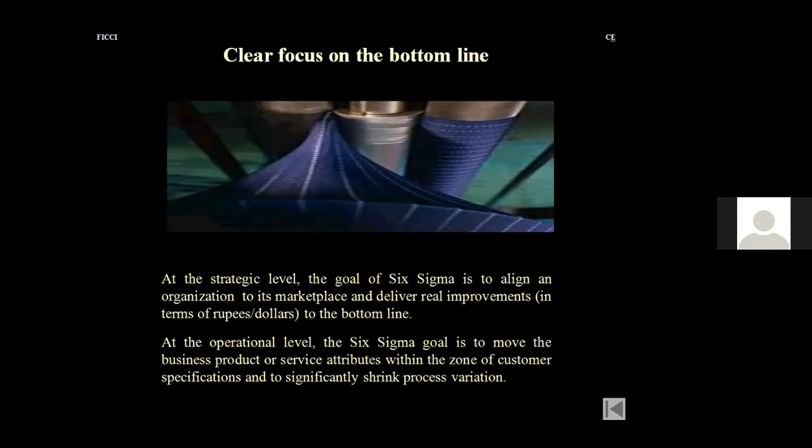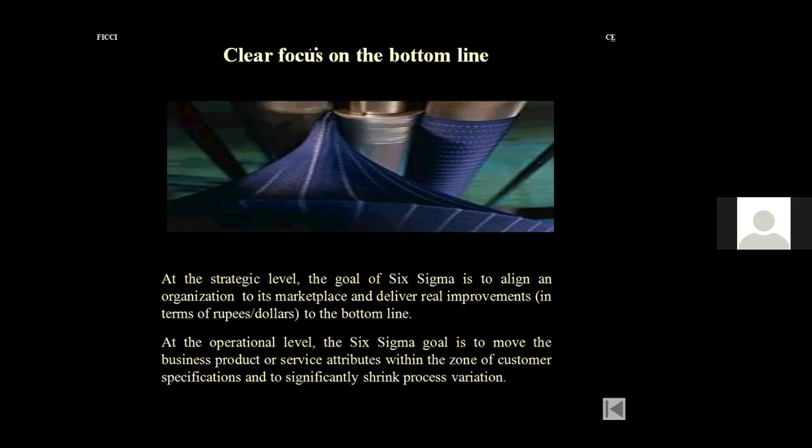So at the strategic level, the goal of Six Sigma is to align an organization to its marketplace and deliver real improvements to its customers. And the improvements should be interpreted in terms of rupees. Yes, we have saved this much money.